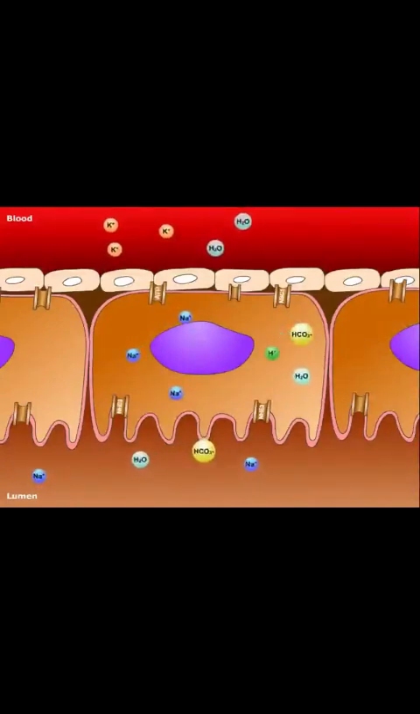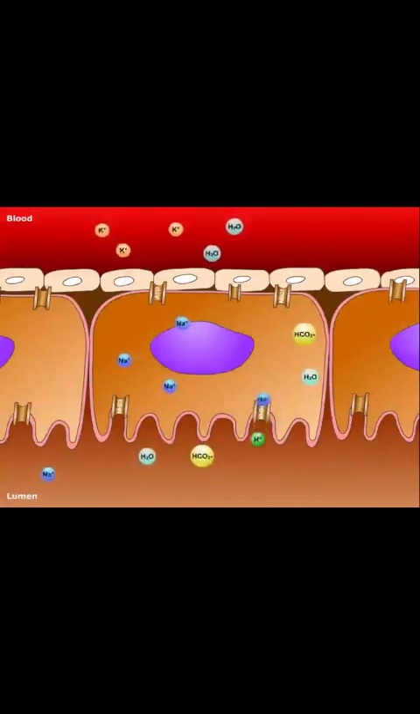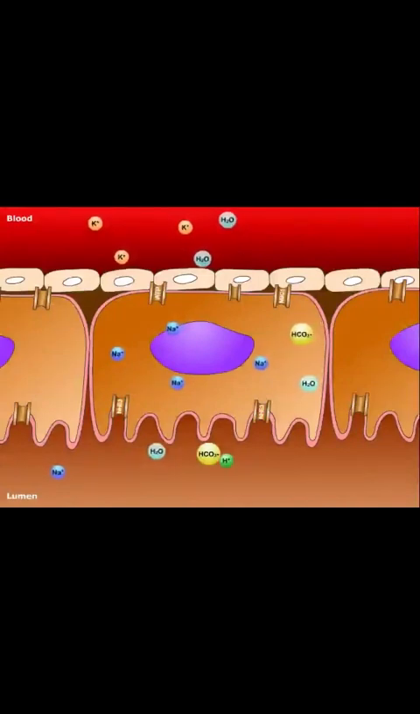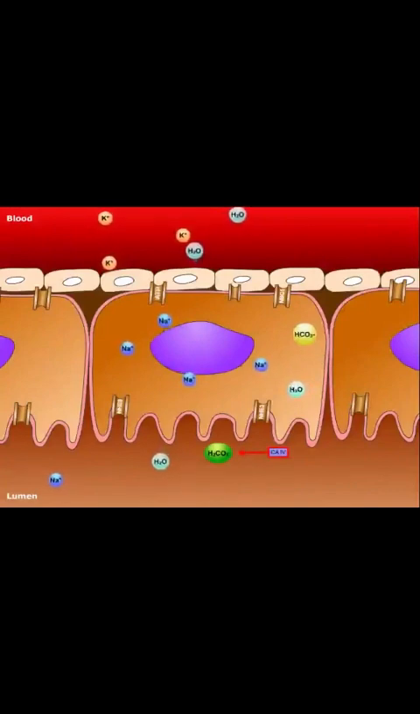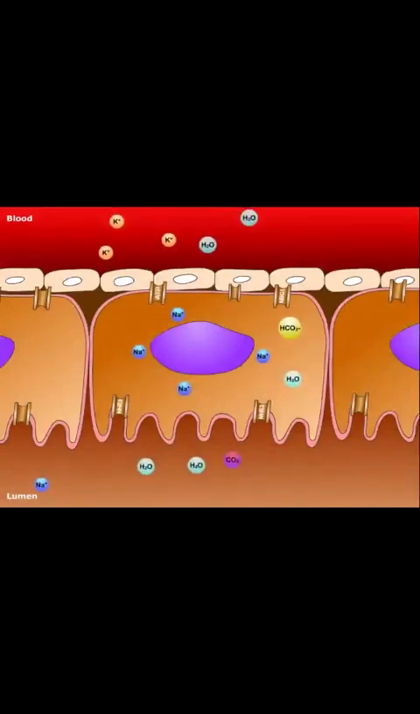It then dissociates to form hydrogen and bicarbonate. Next, this hydrogen is exchanged with sodium through a channel known as the sodium-hydrogen antiporter, or exchanger, labeled here as NHE3. Once in the lumen, hydrogen ions bind to bicarbonate to form carbonic acid. Carbonic anhydrase 4 then cleaves carbonic acid to form water and carbon dioxide.